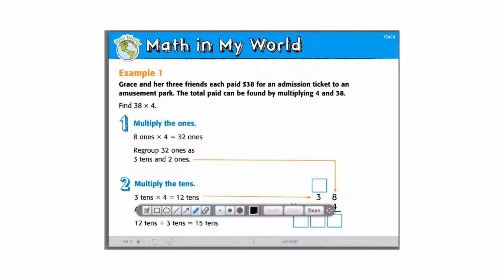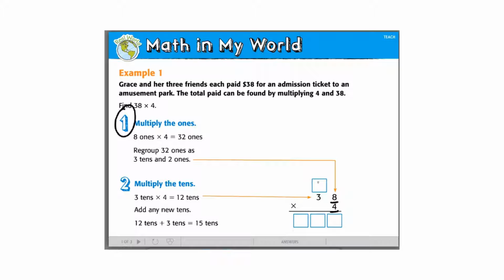So we put the 38 on the top, and then the 4 on the bottom. Step number 1 is to multiply 8 ones times 4. I get 32, so a 3 there and a 2 underneath. Then we multiply the 3 tens times 4, which is 12. I would add the 3 to that, which gives me 15. So it looks like they've paid $152 for their tickets.